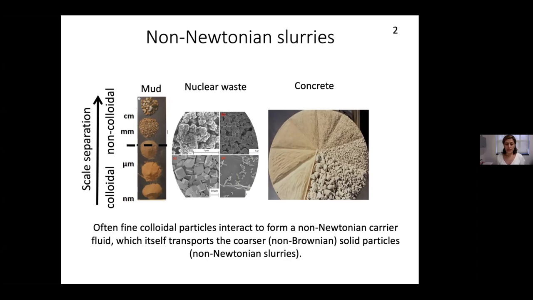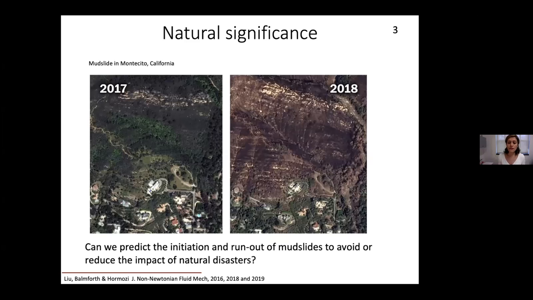So in all of these examples, the fine colloidal particles interact to form a complex fluid or non-Newtonian fluid, which itself drags along larger non-Brownian particles. And this is what I mean by the concept of non-Newtonian slurries or complex slurries. So to just give you a couple of examples about the significance of such materials.